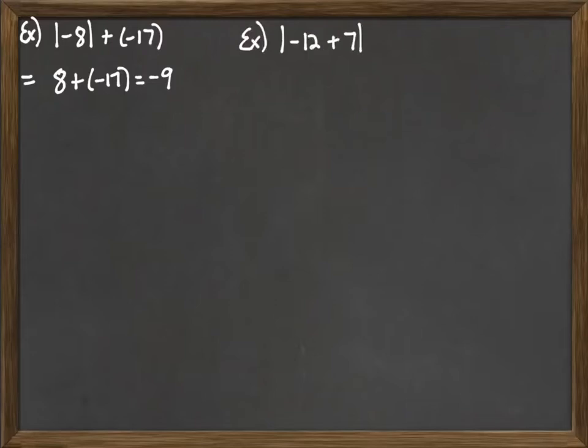Now with absolute value, you do have to be careful, as this next example shows. We have absolute value of negative 12 plus 7. Some of you might be tempted to try and do absolute value of negative 12 and absolute value of 7. It doesn't work that way. We have to work out the absolute value like it's a grouping symbol. So we would first do negative 12 plus 7, which would be negative 5, and then we can do absolute value of negative 5, which is, of course, just 5, right? Absolute value makes the sign go away.